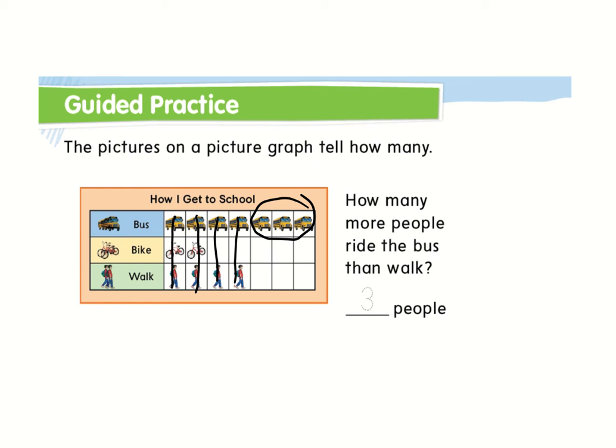You can count up all the buses to find the difference. So you can go 1, 2, 3, 4, 5, 6, 7 buses. And you can actually subtract the amount of walkers. 1, 2, 3, 4. To get the same exact answer. So 3 more people ride the bus than walk to school.